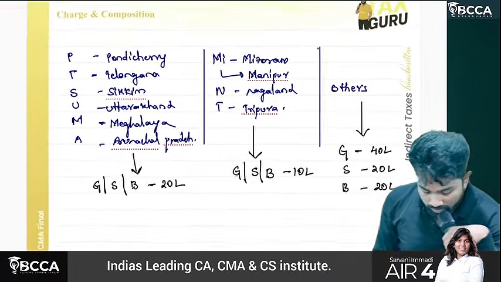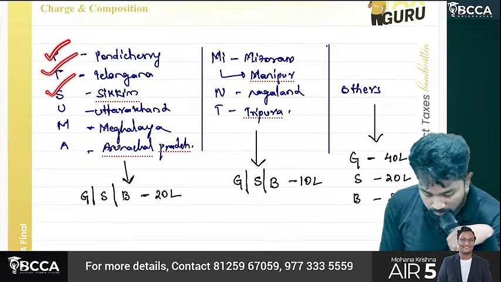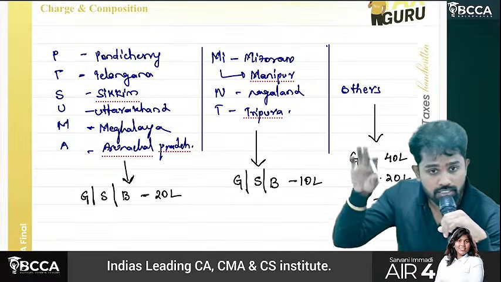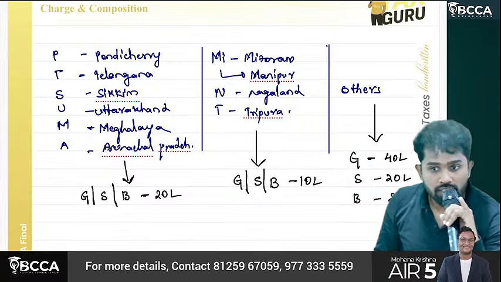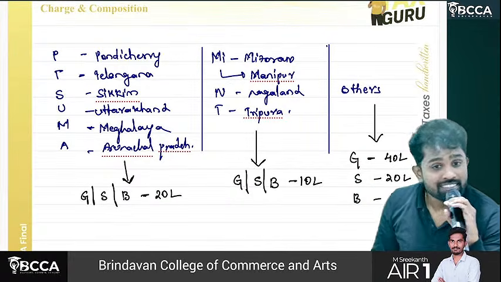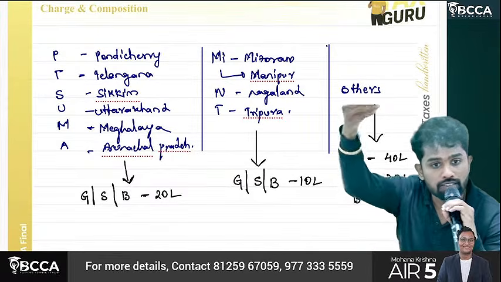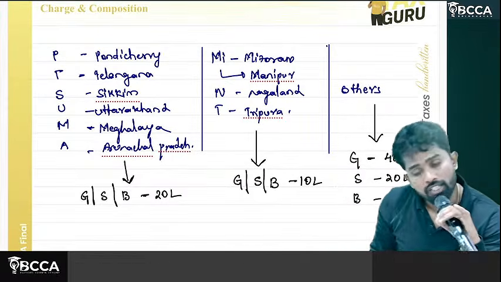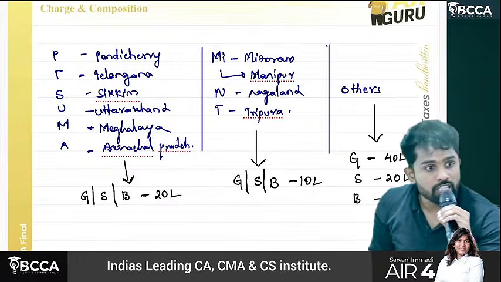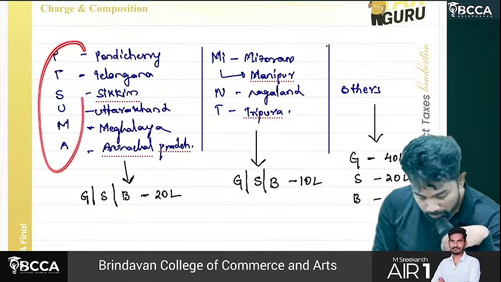See, depending on the states: Pondicherry, Telangana, Sikkim, Uttarakhand, Meghalaya, Arunachal Pradesh, PT Suma. These 6 states, PT Suma: Pondicherry, Telangana, then Sikkim, Uttarakhand, Meghalaya, Arunachal Pradesh. For these 6 states, the turnover limit is 20 lakhs. I mean beyond 20 lakhs, a person has to register, irrespective of goods, services, or both goods and services.